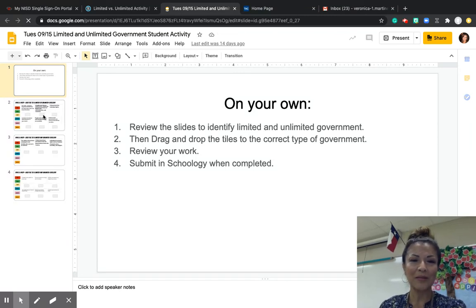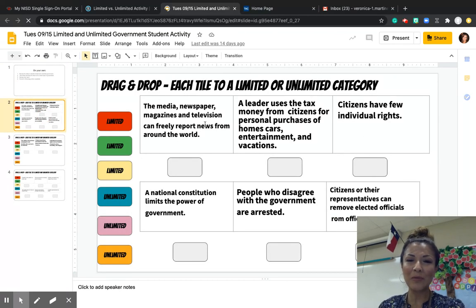Okay. So you're going to be provided with several scenarios. These are the scenarios. Think about what I just told you. And at that point, you can decide whether you want to put limited or unlimited in these tiles. All right. You have 3 limited and you have 3 unlimited. So if you can't drag and drop it, then type it in the tile.